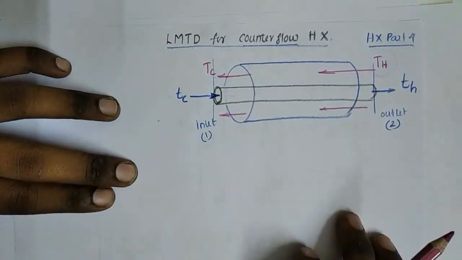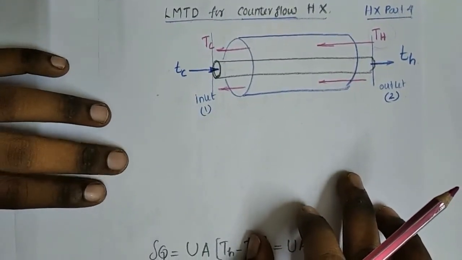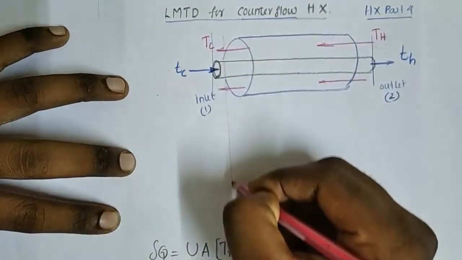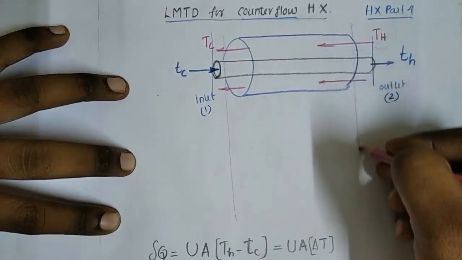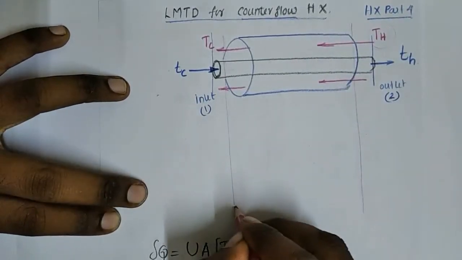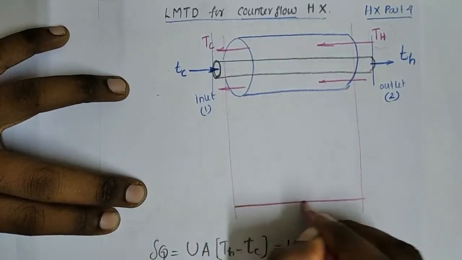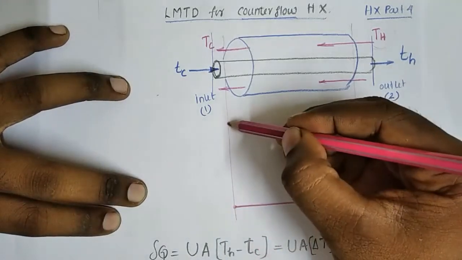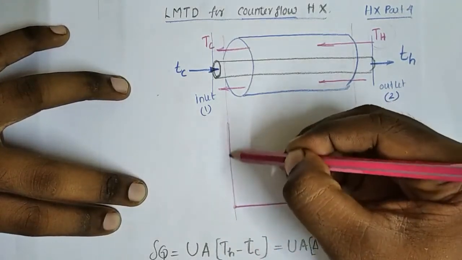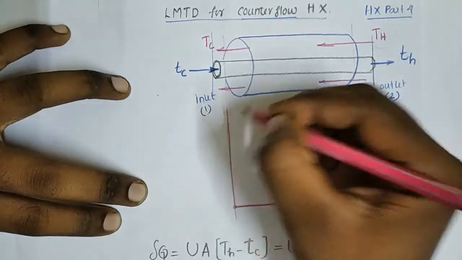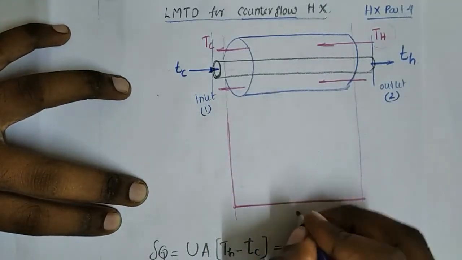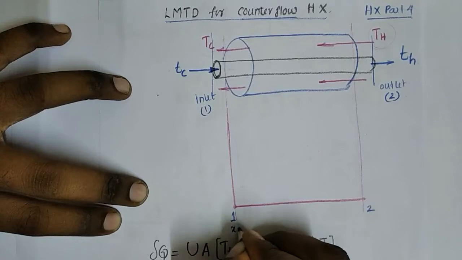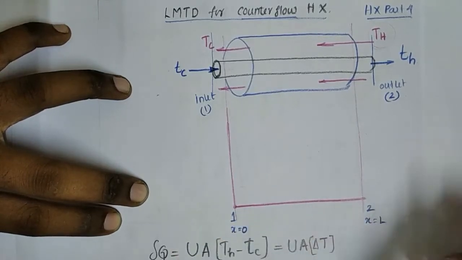Now we are going to draw the temperature-area plot for the counterflow heat exchanger. This is the inlet side and this is the outlet side. This is the length or varying area. Here the cross section is the same. If the length changes, the area also changes. This is the temperature. This is 1, this is 2: at 1, x is equal to 0, and at 2, x is equal to L.